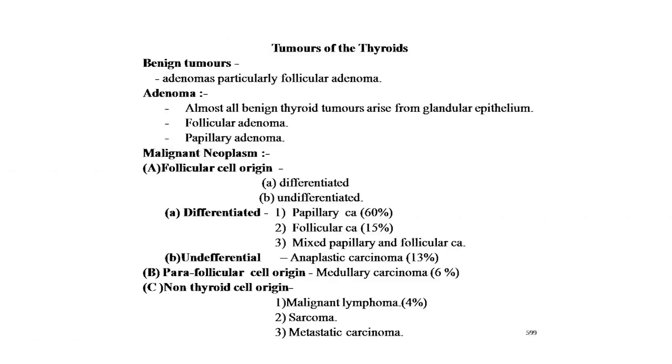Now the tumors of the thyroid. First is the benign tumor. These are the adenomas, particularly follicular adenoma. Almost all benign thyroid tumors arise from the glandular epithelium. Follicular adenoma and papillary adenoma are there.